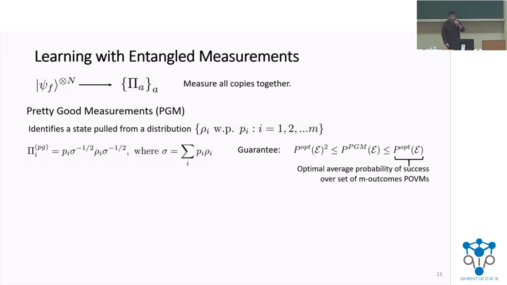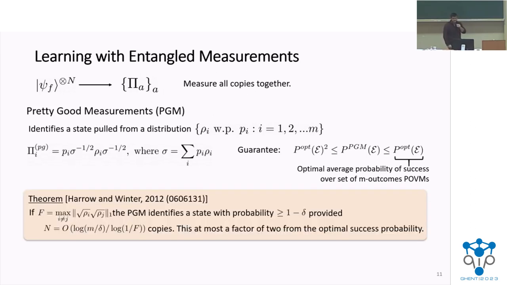Now, what pretty good measurements guarantees is that the success probability, which I'm denoting here by this, is not as good as the optimal success probability if you chose some crazy M-outcome POVM, but is at least better than that to the second power.